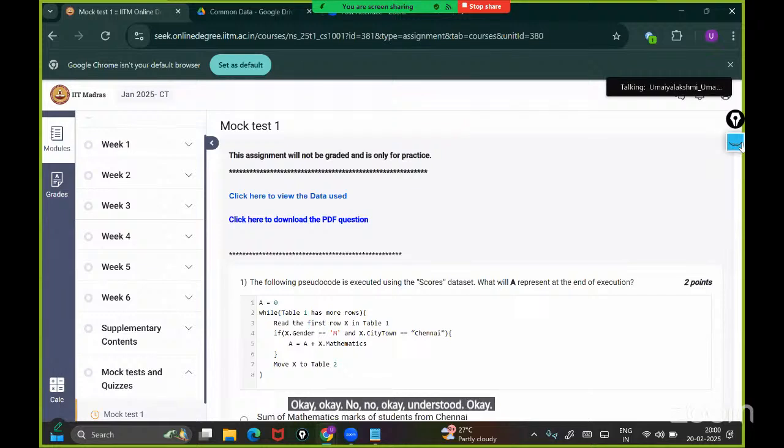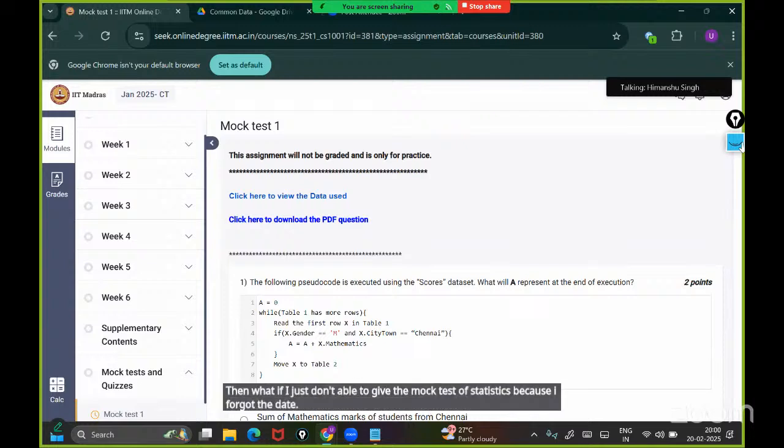Yeah. And ma'am, what if I am not able to give the mock test of statistics because I forgot the date? Is there any problem with that?